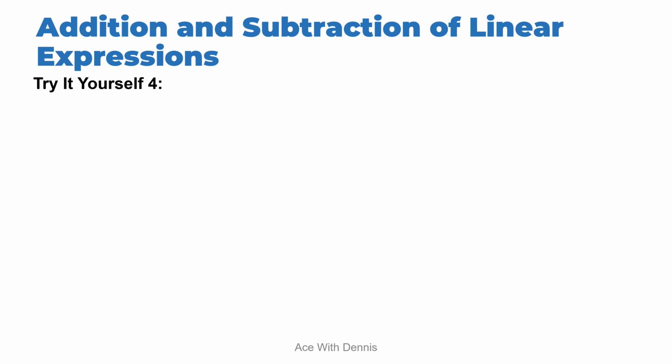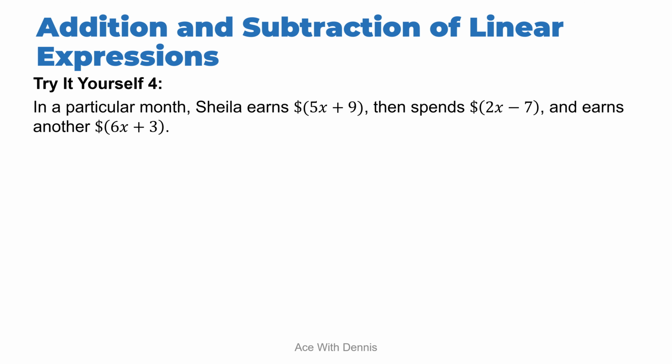Now you can practice, try yourself 4. In a particular month, Sheila earns 5x plus $9, then spends 2x minus $7 and earns another 6x plus $3. How much money does she have left? You can pause the video and try to do it yourself.